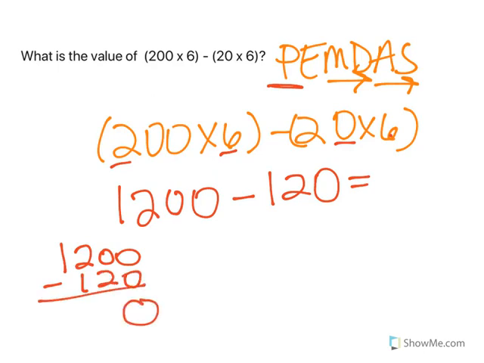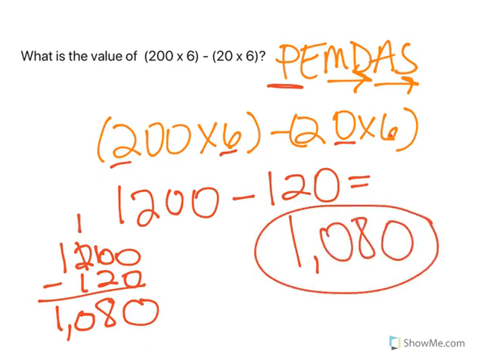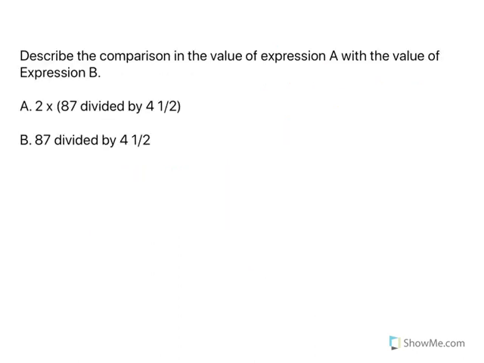0 minus 0 is 0. I need to borrow from my 2 because I can't do 0 minus 2. 10 minus 2 is 8. 1 minus 1 is 0. And then 1 minus 0 is 1. So the value is 1080. So this next one says to describe the comparison of the value of expression A with the value of expression B.